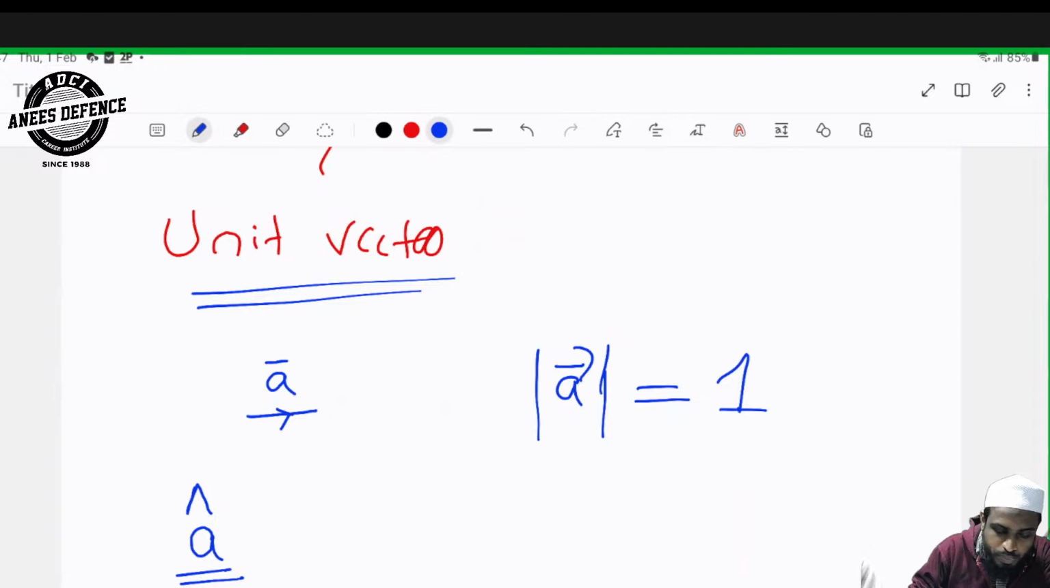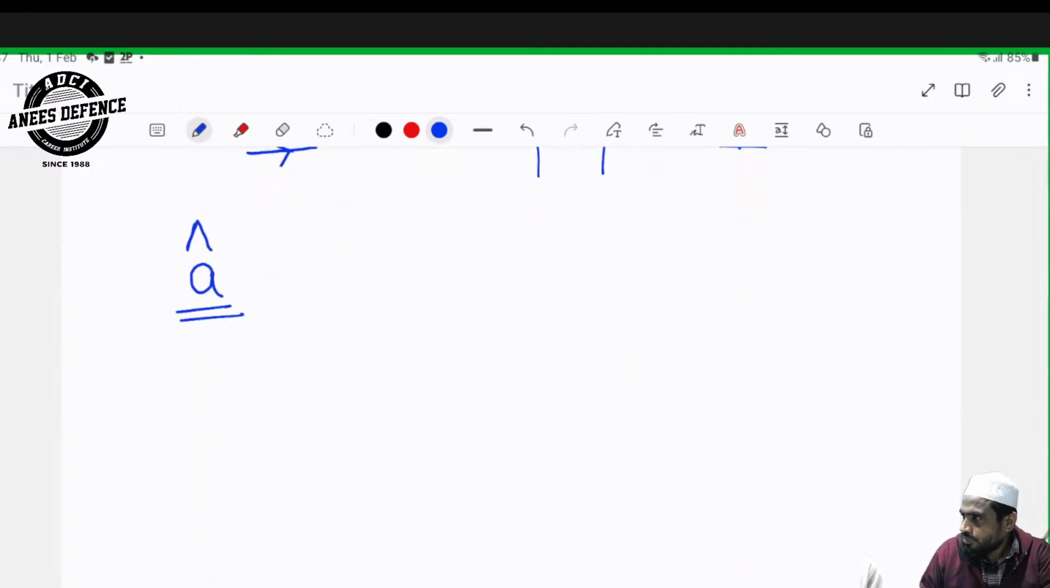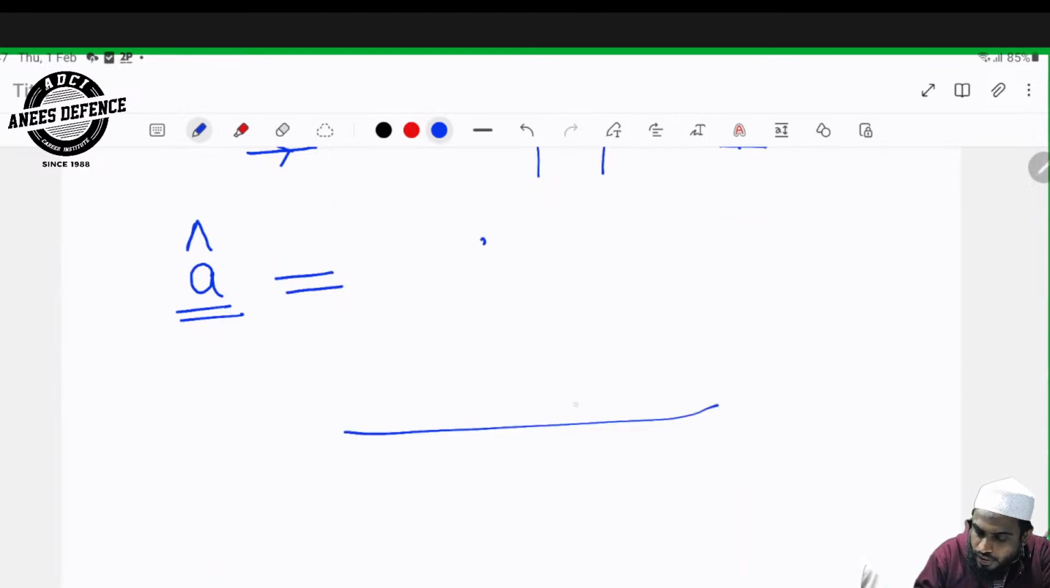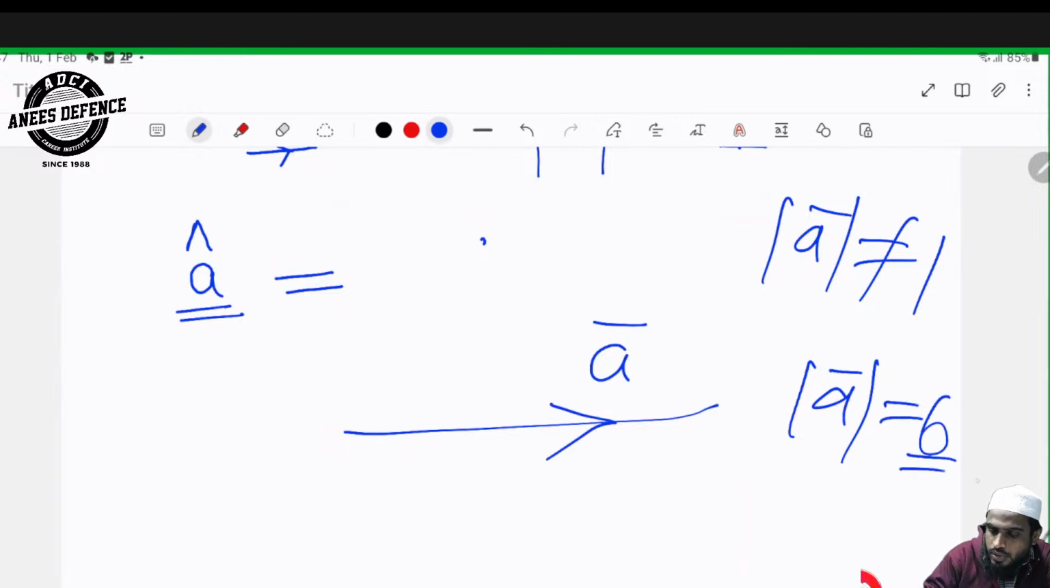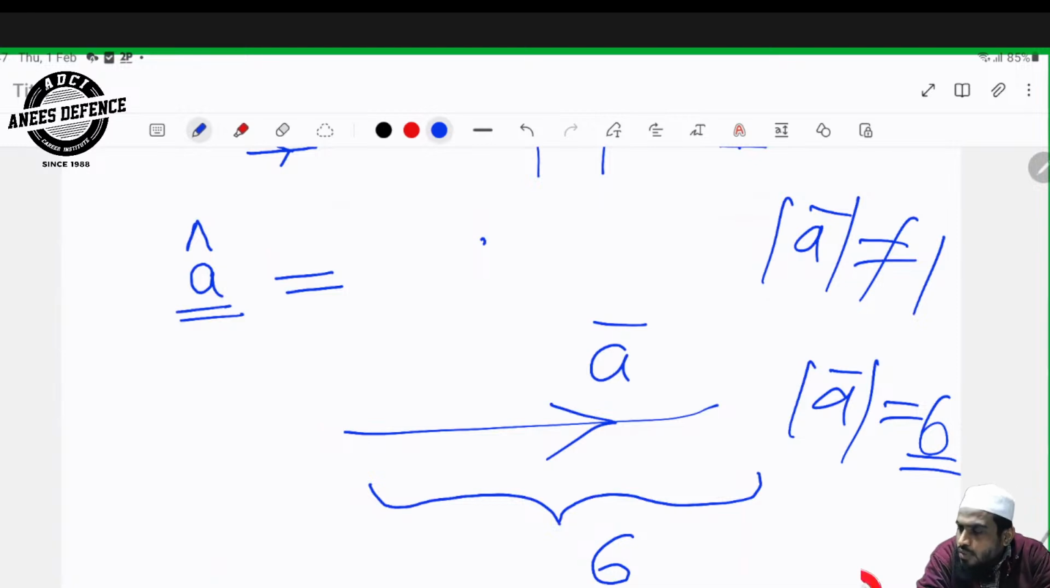Then how can you obtain a unit vector? Actually, the formula is like this. If you are given a vector A, its magnitude is not equal to 1. So this is not a unit vector. For example, the magnitude of A is equal to 6. Meaning, the length of this vector is 6. If you want to convert it into a unit vector, what do you have to do?